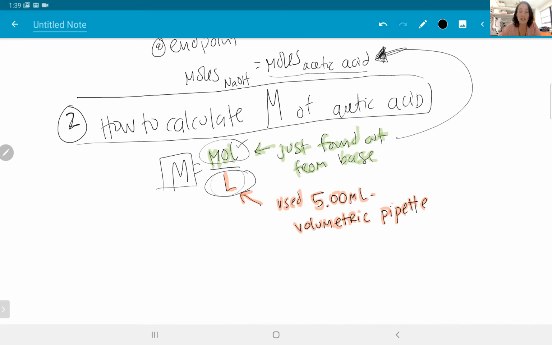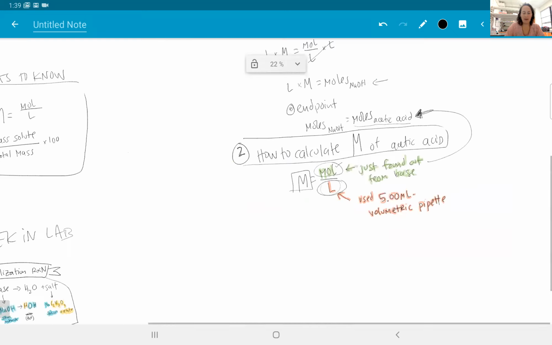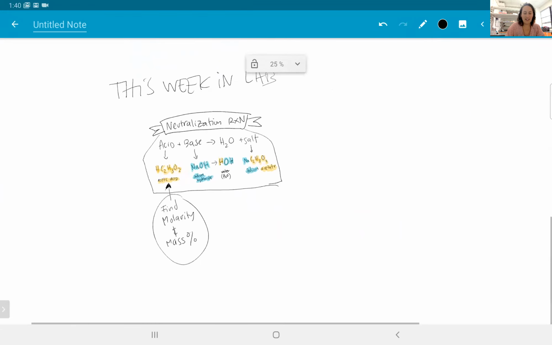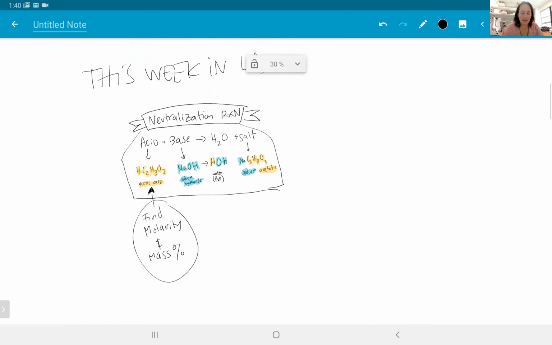As far as the mass percent solution goes, the protocol has a really good walkthrough at the very end, with sample calculations on how to do that, as well as the ones I just went over. But in the end, at the end of the day, what we're doing is a neutralization reaction where you react acetic acid, which is in vinegar, the over-the-counter, buy-at-the-grocery-store vinegar, with sodium hydroxide to create water and a salt. Your goal is to find the molarity and mass percent of the acetic acid solution.